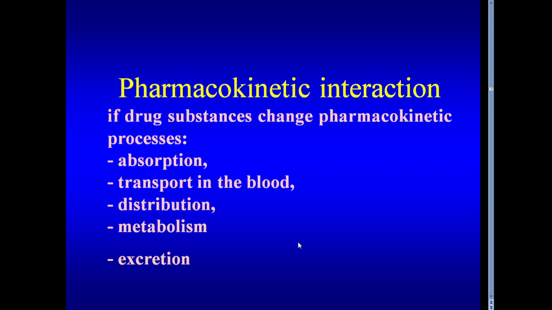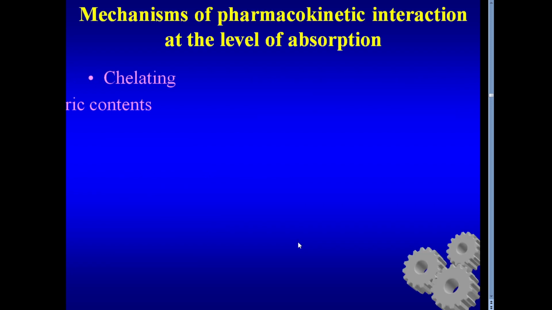Pharmacologic interaction, first pharmacokinetic. Pharmacokinetic interaction is interaction if drug substances change pharmacokinetic processes. Pharmacokinetic processes are absorption of drug, transport in the blood, distribution between organs, metabolism, biotransformation, and excretion. If the drug influences these processes, we call such kind of interaction pharmacokinetic, and let us discuss this interaction.